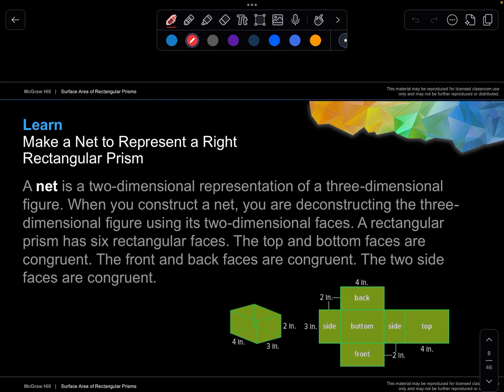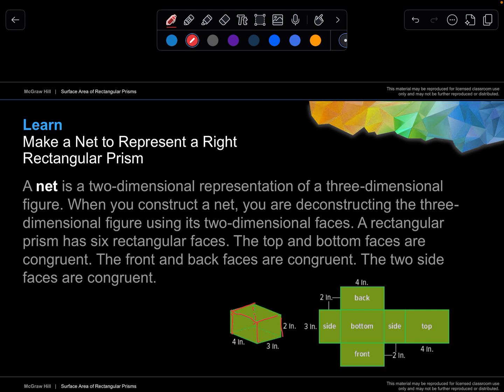Now, what is a net? A net is nothing but the two-dimensional representation of a 3D figure. So when you construct a net, you're basically deconstructing the 3D figure into its 2D faces. I'll share another video which will go through how you could deconstruct these. But basically what we are doing is deconstructing the 3D figures at its edges. It's like taking a box, literally, and slicing it along its edges to open it up. And then we see how it's going to open up.